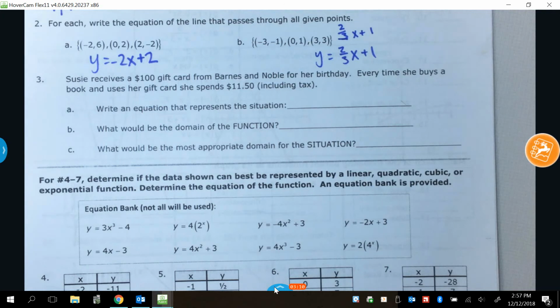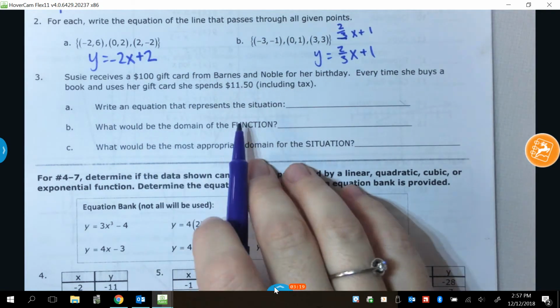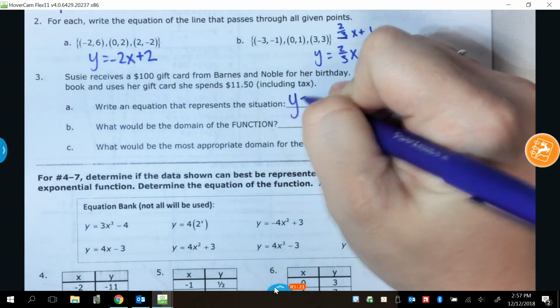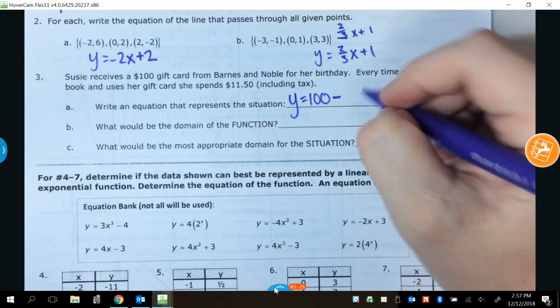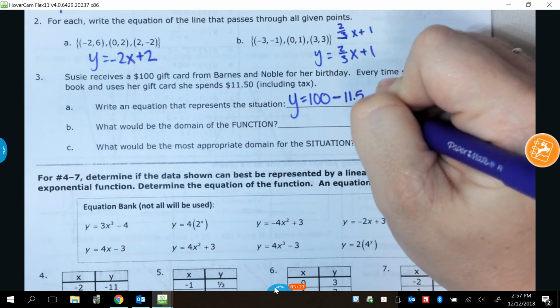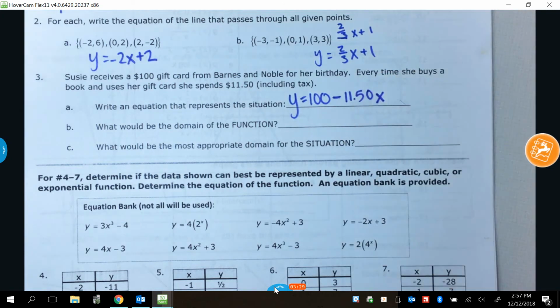Okay, so it says Susie receives a $100 gift card from Barnes & Noble for her birthday. Every time she buys a book and uses her gift card, she spends $11.50, and that includes the tax. So it says write an equation to represent the situation. Okay, so y equals, she started with $100 and she was spending, so taking away, so subtraction, $11.50 per book. That's why the x goes there.